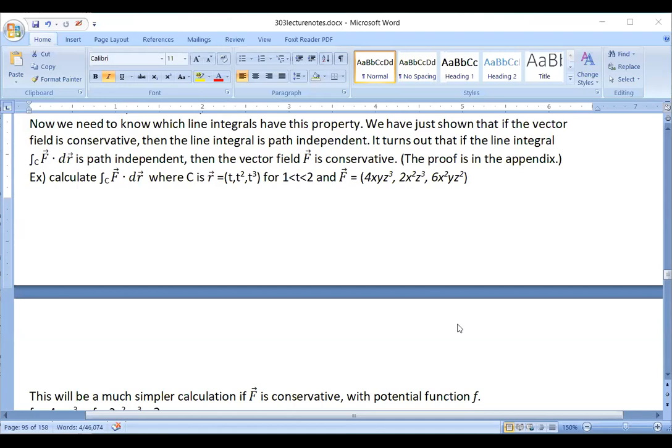One way to check this would be to just take the curl of F. So we can confirm that it's conservative as a single step and then find the potential function f as a separate step. Here I'm going to do all those things at once. I'm just going to go directly to looking for, does it have a potential function f? If it's not conservative, we would not be able to find a potential function f. And if it is conservative, then we'll find it. So let's take a look.